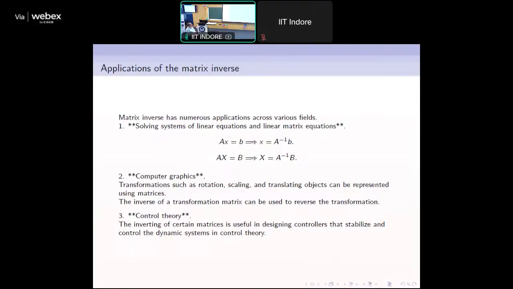Matrix inverse has numerous applications. The main application of the usual matrix inverse is in solving linear equations and linear matrix equations. If we can compute the usual matrix inverse, then we can easily solve a system of linear equations using this inverse. Also, we can solve linear matrix equations.